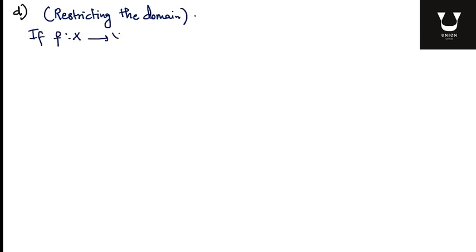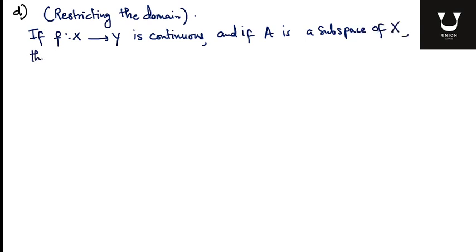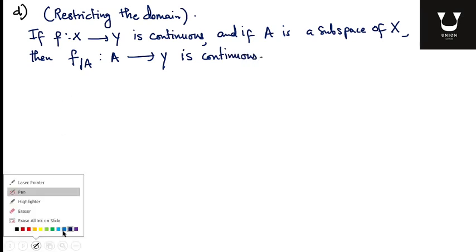So it talks about restricting the domain, which says that if F from X to Y is continuous, and if A is a subspace of X, then if I restrict the map F to the subspace A of X, then it will be a map from A to Y. This is always continuous. This is what D says.